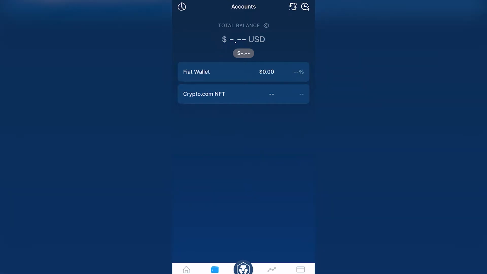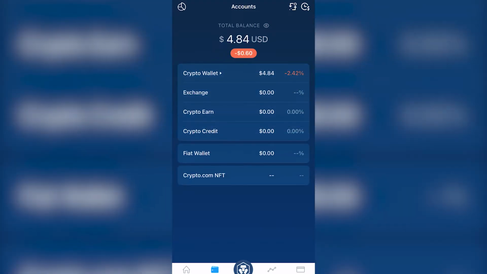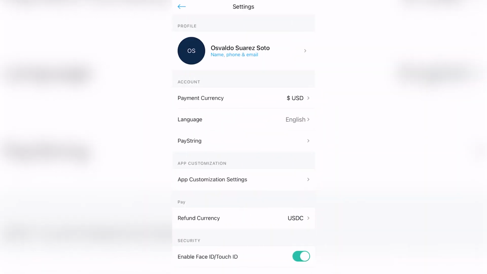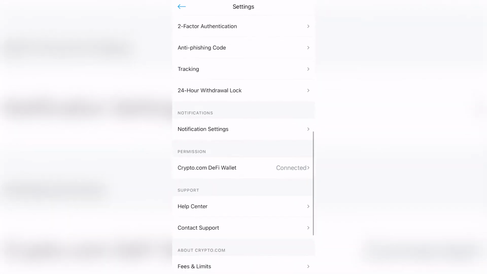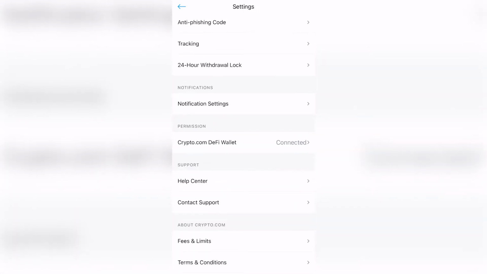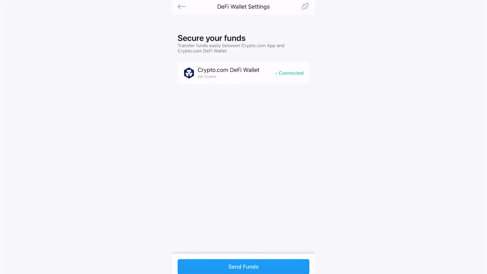So once I have my money already in here, I'm going to go back into the account section. I'm going to go into my home section. Here I have the settings option, right? Now I want to scroll down and see. You can see here it says permission, crypto.com DeFi wallet connected. So what's happening here is that I can send money from my DeFi wallet into my crypto.com, and do that the other way around too, from crypto.com into my DeFi wallet.